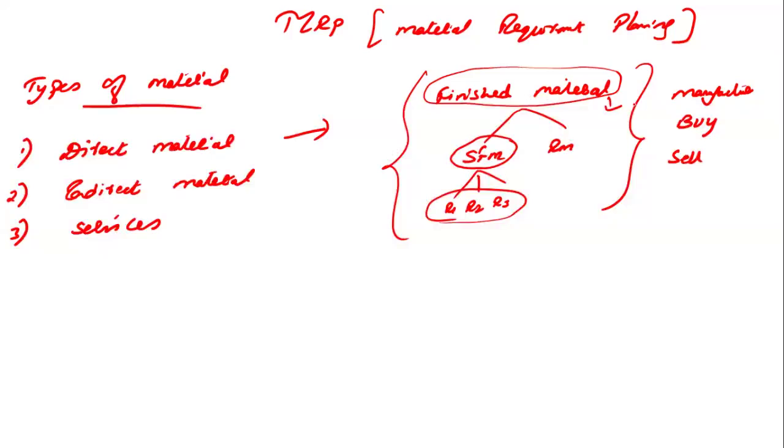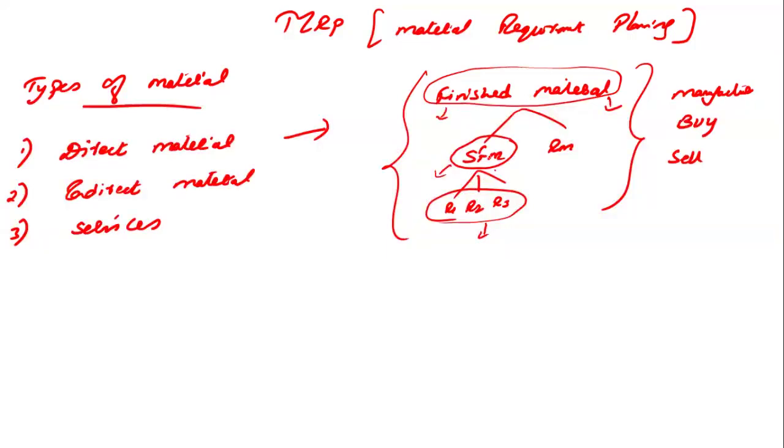So what is direct material? Direct material is nothing but all the materials which we are buying, processing, and selling. Those all materials are called as direct materials. So this is a material which is going to be produced into semi-finished material. So this is also direct material. This is also direct material, and this is also direct material.